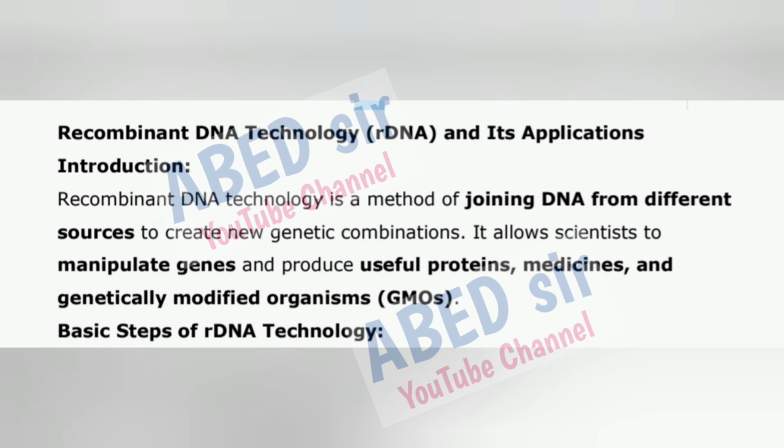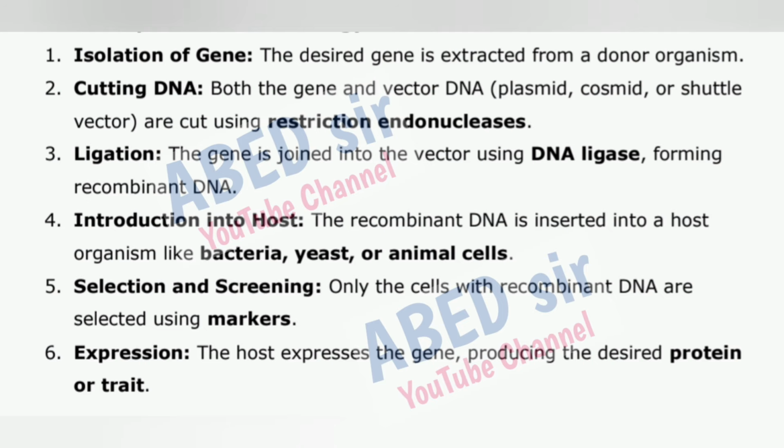Basic steps of rDNA technology. 1. Isolation of gene. The desired gene is extracted from a donor organism. 2. Cutting DNA. Both the gene and vector DNA, plasmid, cosmid, or shuttle vector, are cut using restriction endonucleases.